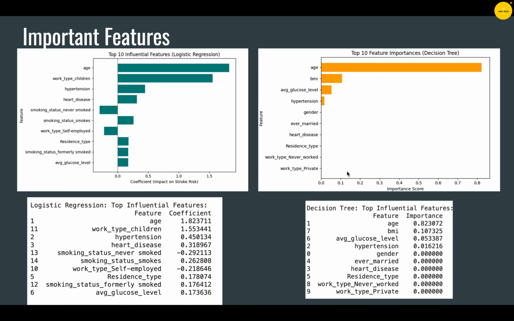For feature importance, both models agree that age is the strongest stroke predictor. Logistic regression also highlights hypertension and heart disease. The decision tree gives more importance to BMI and glucose. This shows how models weight features differently.